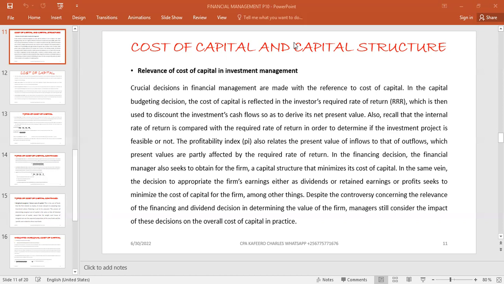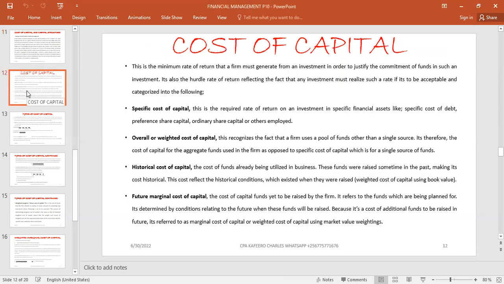So all of that, at least you have got something that can help us push through to the next slide, which is going to be talking about the cost of capital. Now, when you are talking about the cost of capital, I'm going to give you something that is a bit brief, because we've been talking about this, and we are saying this is the minimum rate of return that a firm must, you get the word must, generate from an investment in order to justify the commitment of funds in such an investment.